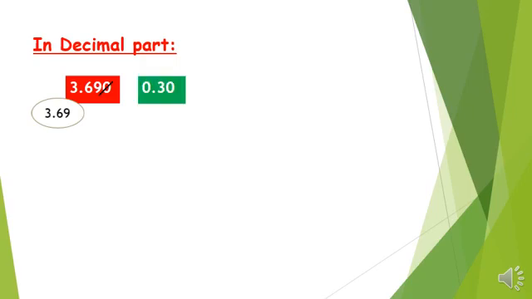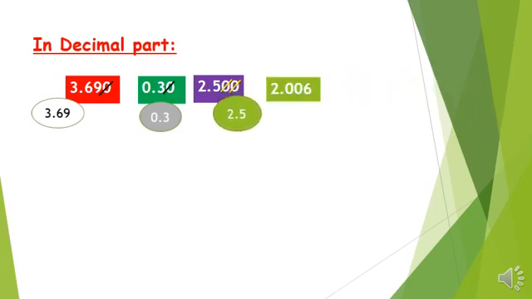In the number 0.30, the decimal part also ends with a 0. So this 0 is useless and 0.30 is equal to 0.3. In the number 2.500, the decimal part ends with two zeros and these two zeros are useless, and 2.500 is equal to 2.5.